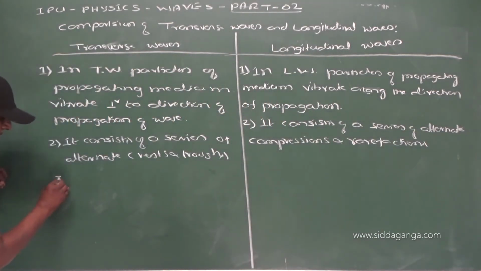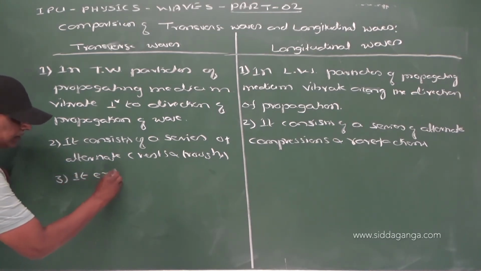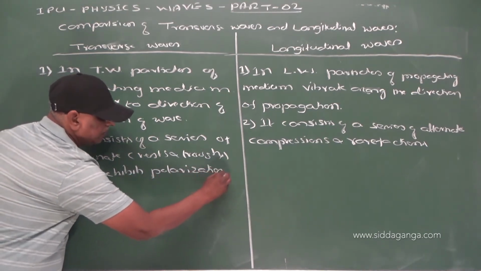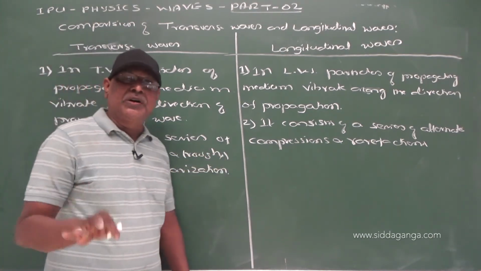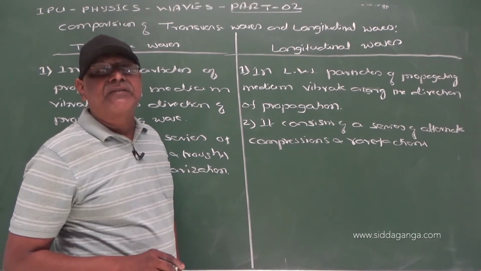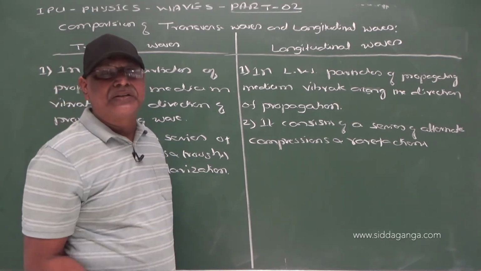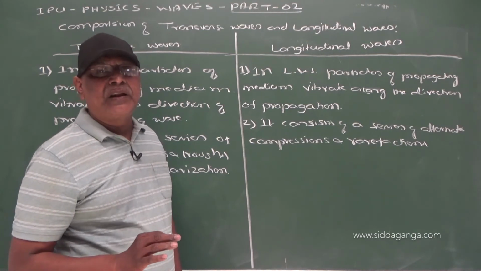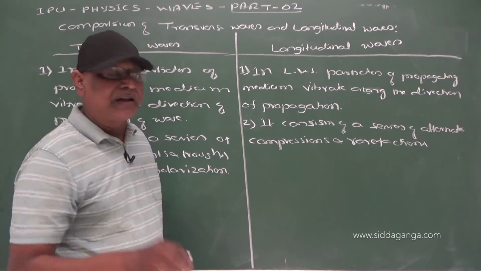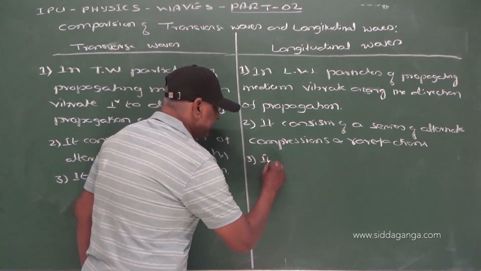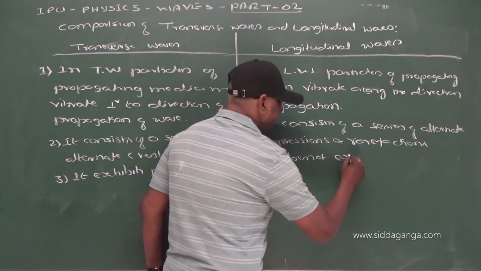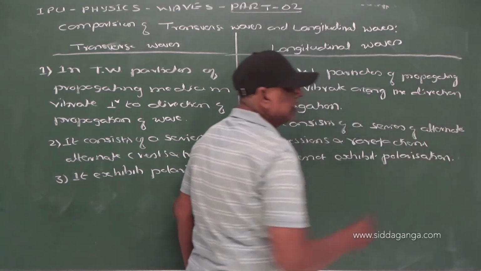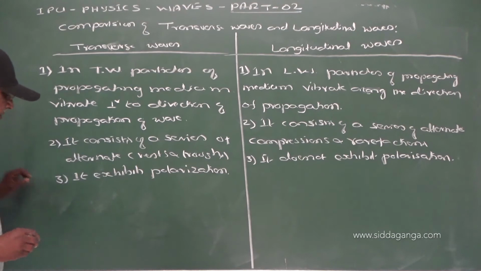And third, the most important thing, it exhibits polarization. Always remember that one of the sure tests to decide whether a wave is a transverse wave or a longitudinal wave is polarization. If the wave exhibits polarization, then it is a transverse wave. If it does not exhibit polarization, it is not a transverse wave, that means a longitudinal wave. Number 3, it does not exhibit polarization.